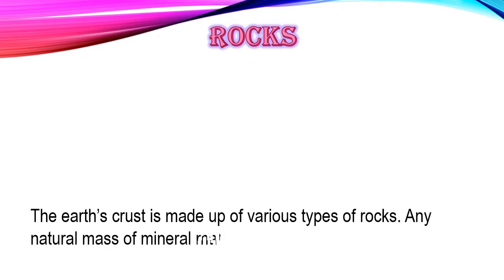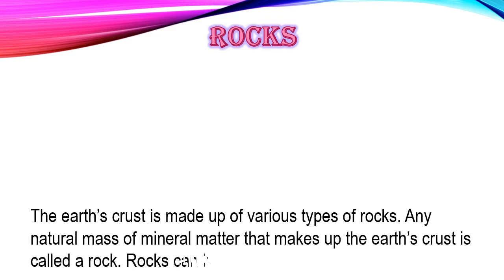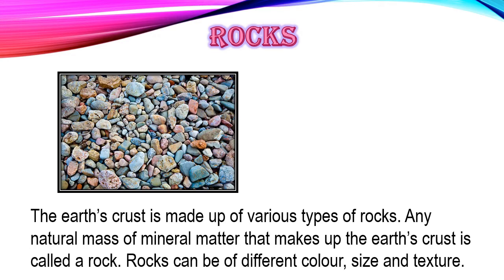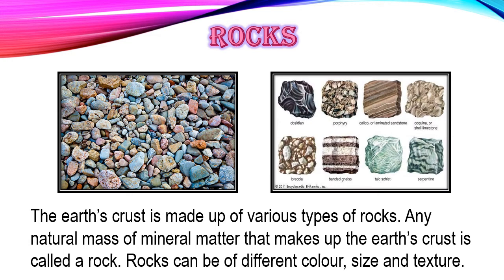Any natural mass of mineral matter that makes up the earth's crust is called a rock. Rocks can be of different colors, sizes and textures. Look at the picture here, which shows different shapes, sizes and textures. If I want to define a rock, I can say that they are natural masses of matter that make up the outer crust or the upper crust of the earth. They can be differentiated on three categories: the size, the color and the texture of the rocks.